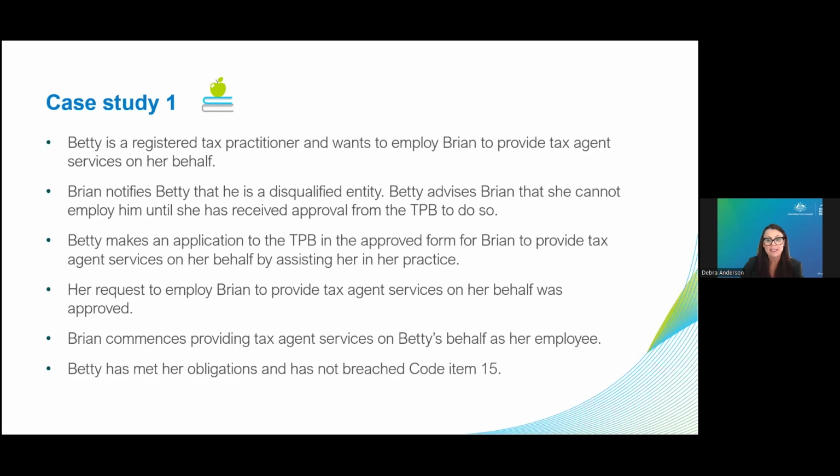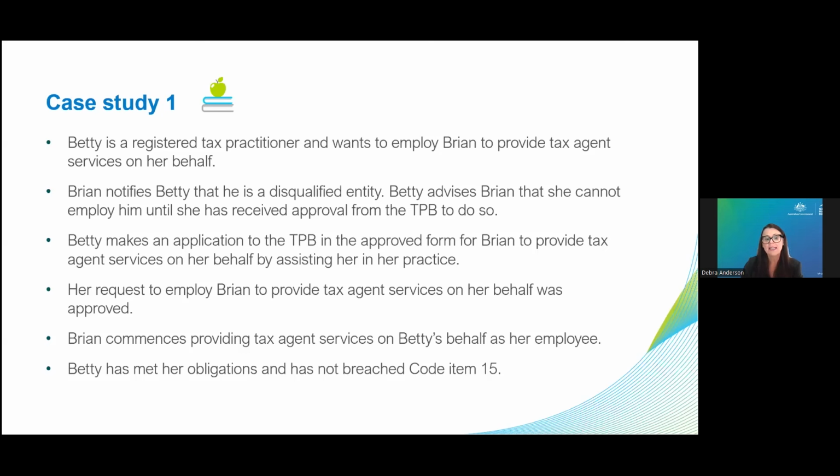And this could be, for example, that Brian is an undischarged bankrupt. And so he advises Betty that he is a disqualified entity. Betty advises Brian that she cannot employ him to provide tax agent services on her behalf until she has received approval from the TPB to do so. So with Brian's consent, Betty makes an application to the TPB in the approved form for Brian to provide tax agent services on her behalf and assist her in her practice.